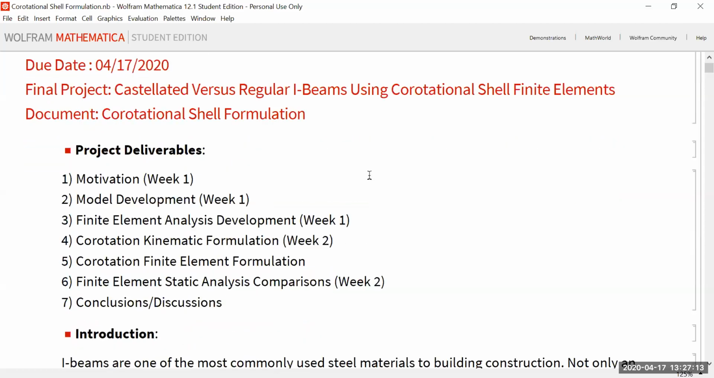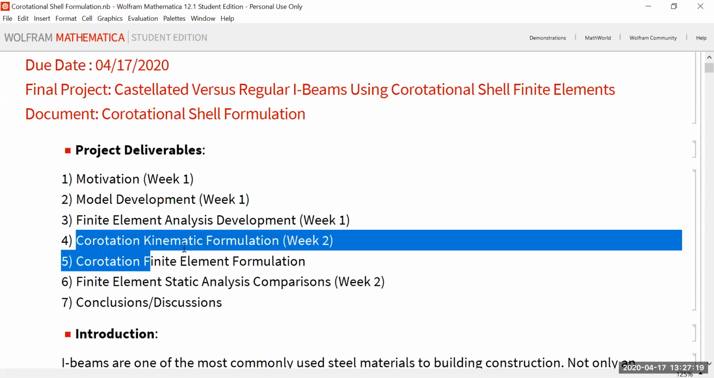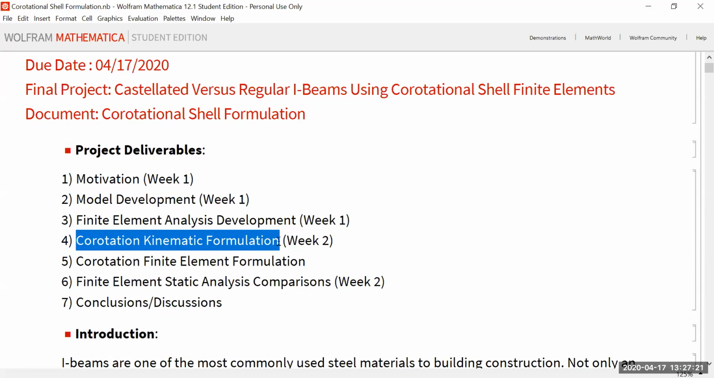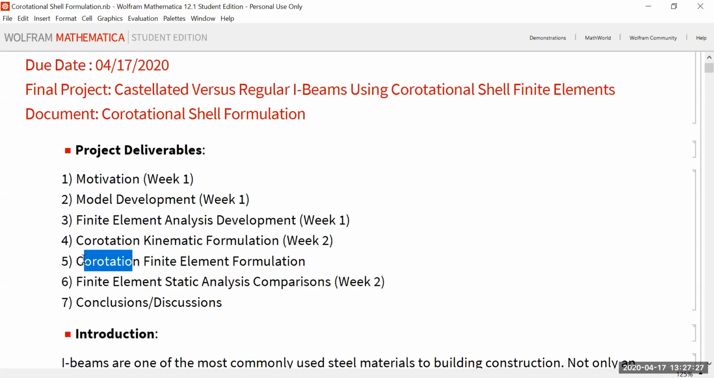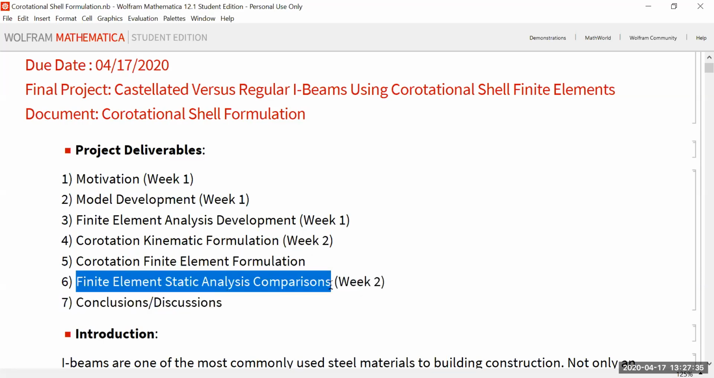I'm going to try to abbreviate some of these portions, but today I'm going to talk about how you formulate the corotational kinematics, and I'm going to briefly talk about the finite element formulation, just highlights, and show you what I did in Abaqus for the static case.